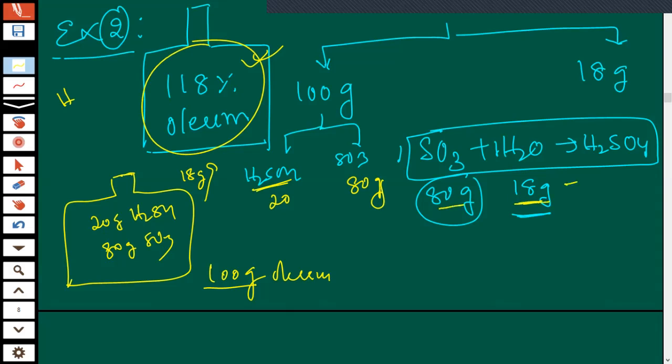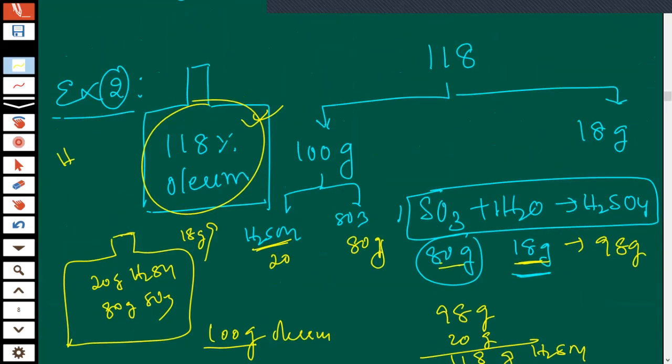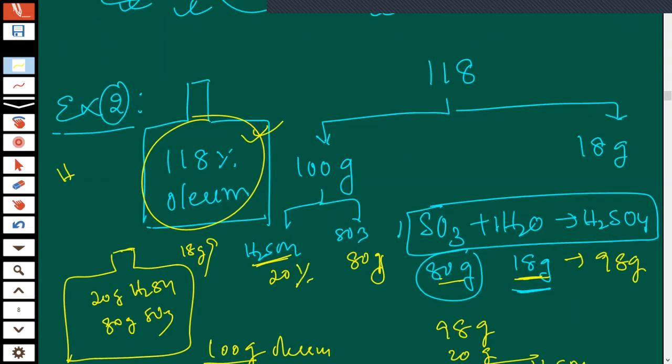And how much sulfuric acid was prepared? Tell me, 80 plus 18. 98 gram. And what was the original weight of sulfuric acid? 20 gram. So what is the total weight? 118 gram. Did you understand? In this way, you have to give the answer. So this is the 20%, this is 80%. In this way, you have to use the oleum percentage, the oleum labeling.